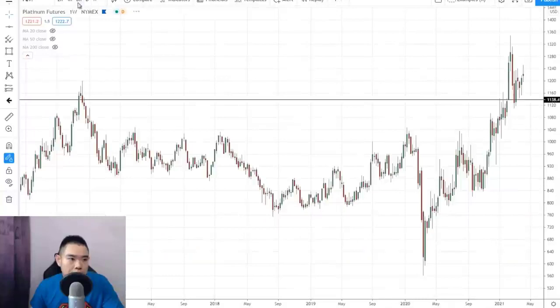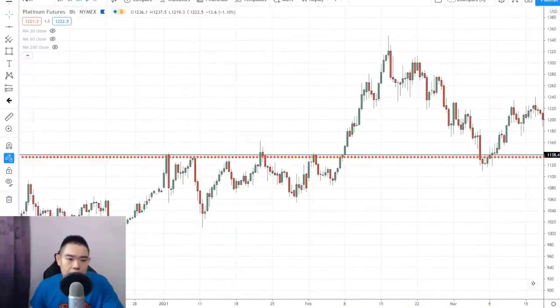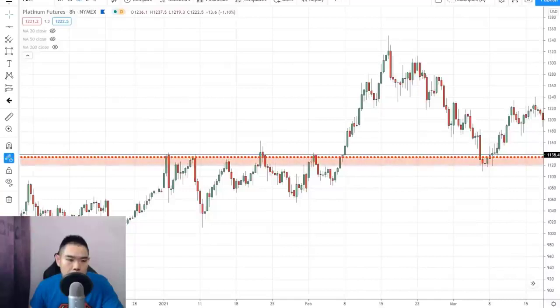Next one, platinum. In this one, I want to share with you the 8-hour time frame. So you can see over here the concept that I've shared earlier. Resistance tested once, tested twice, almost three times, fourth time here, fifth time. Then price breaks out. If price breaks out of resistance, what could possibly happen? Previous resistance could become support. Buyers could possibly step in here to push the price up higher. And in this case, it did happen.